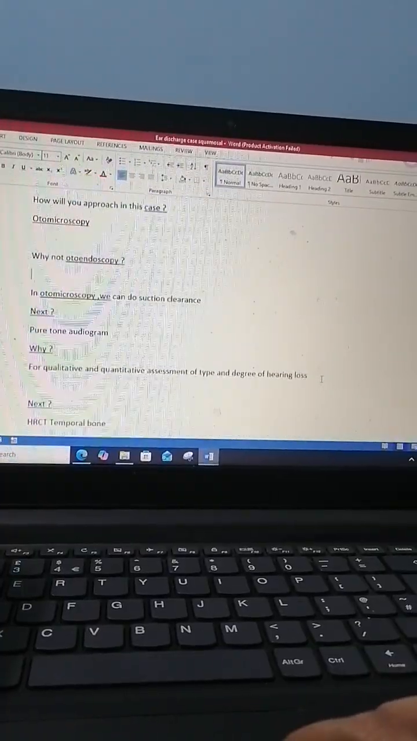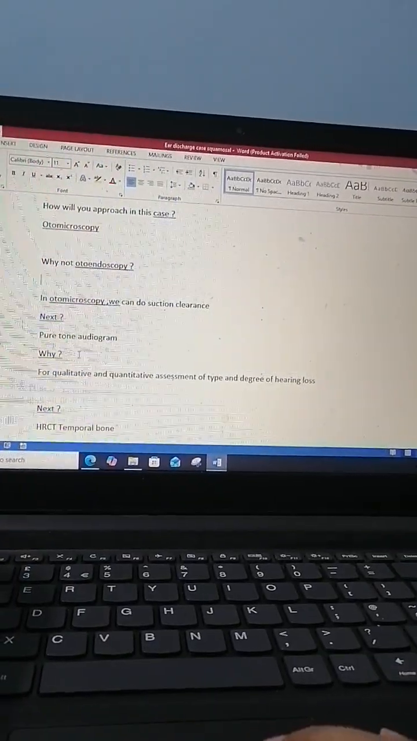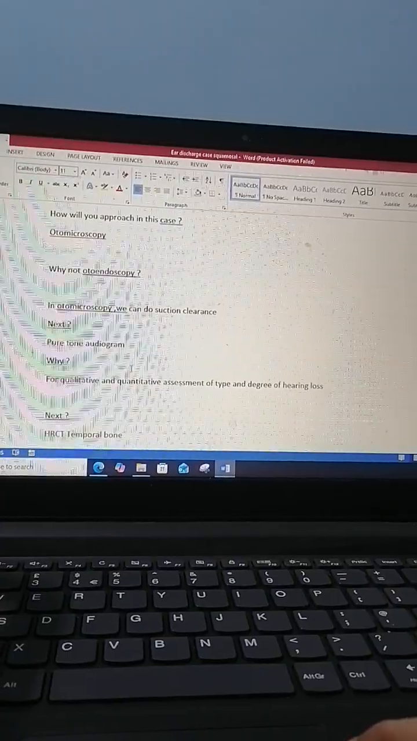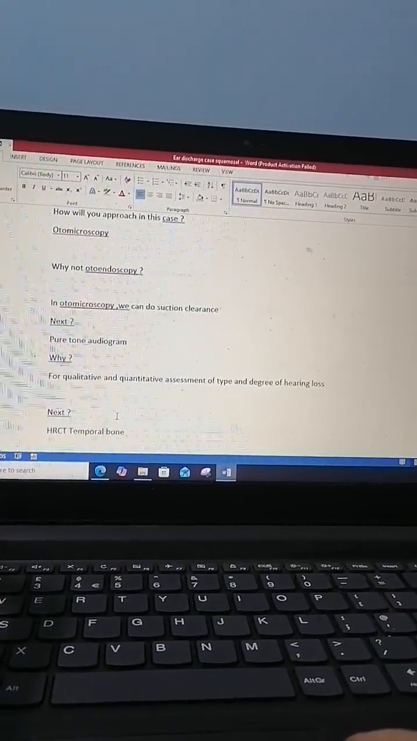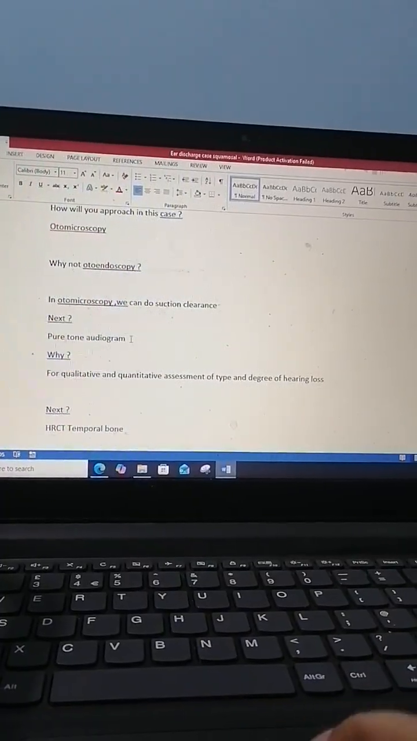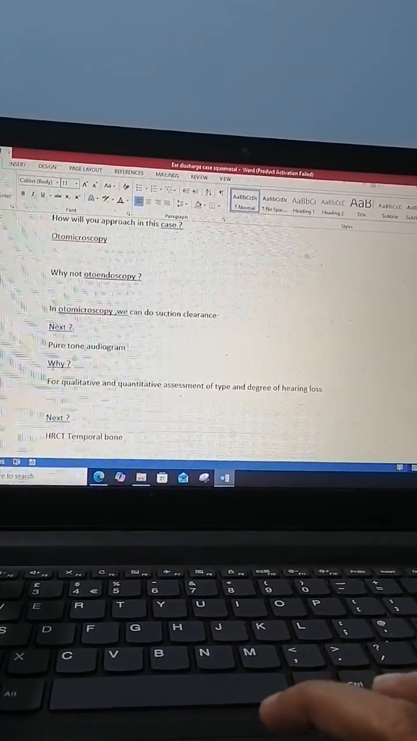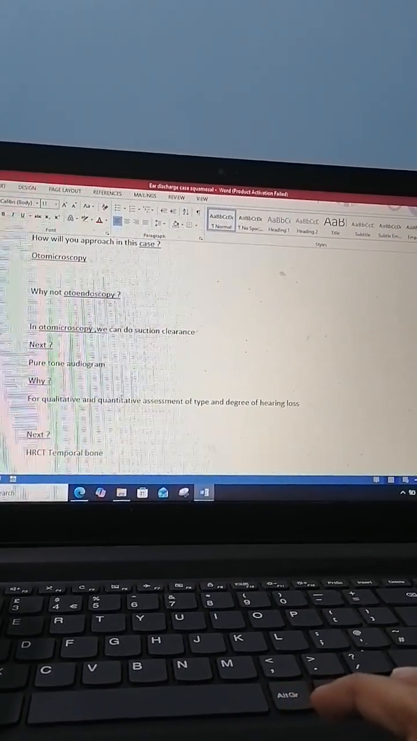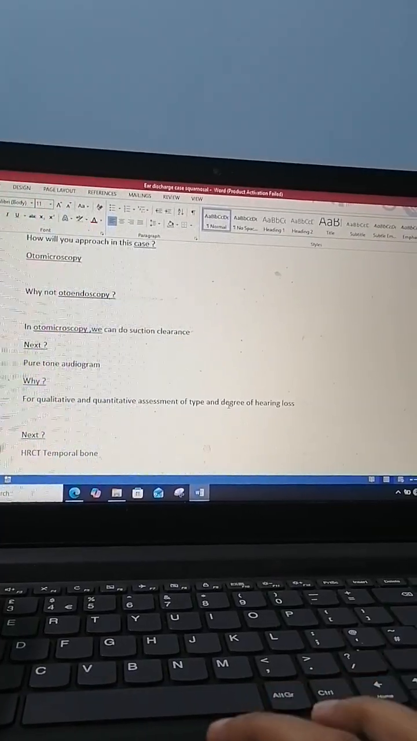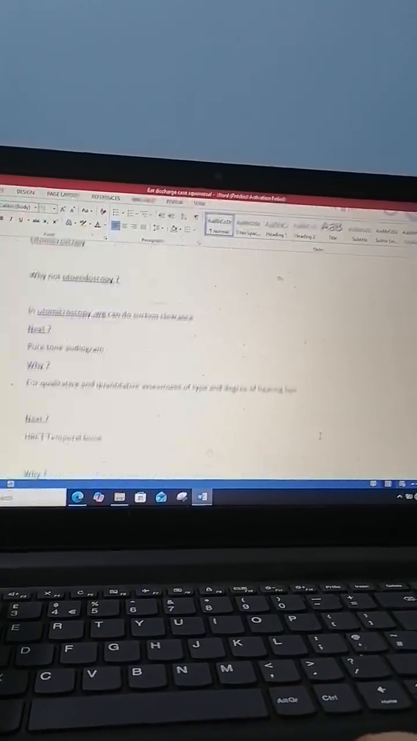Next investigation is pure tone audiogram. So they can ask why. I am writing all these whys because in viva, you have to justify all your statements. So why will you advise a pure tone audiogram? The answer is for qualitative and quantitative assessment of type and degree of hearing loss.